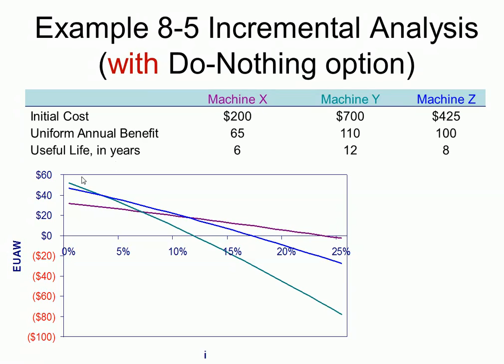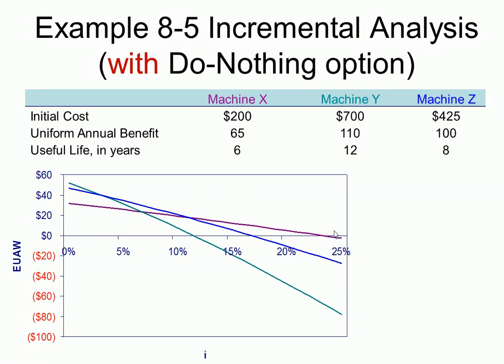And then machine X is this. If you don't see the color, this is machine X. This is machine Z. The next higher cost alternative is machine Z. And then last but not least, we have machine Y, which is the highest cost alternative. So now, which ones are we going to compare? First, we're going to compare machine X to do nothing, because do nothing is the lowest cost.